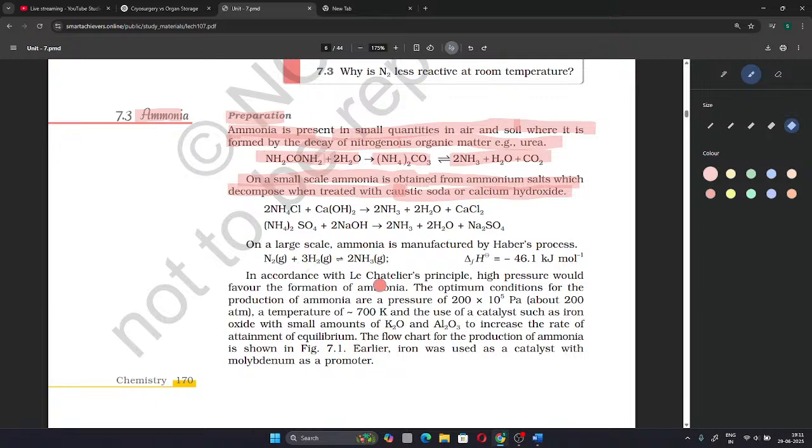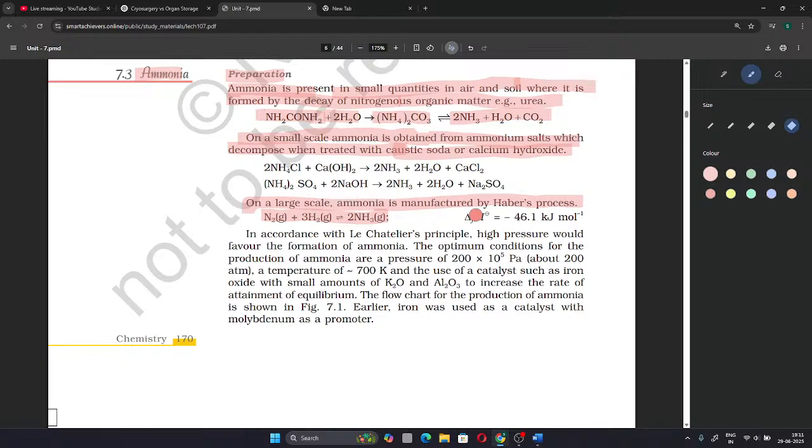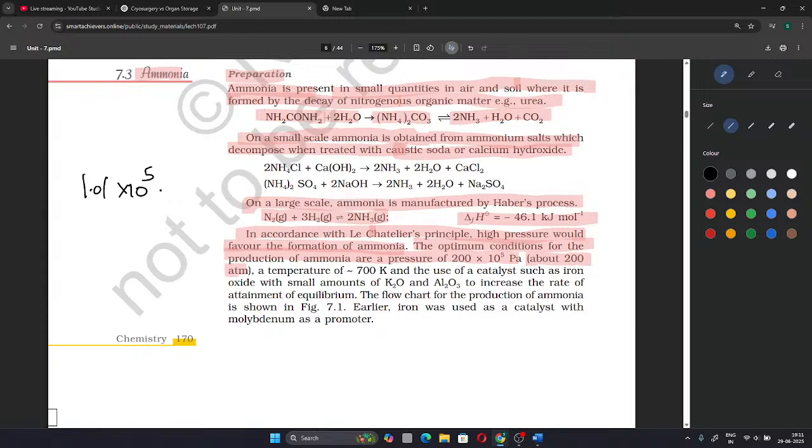On a large scale, ammonia is manufactured through Haber's process. It is N2 plus 3H2 gives 2NH3. The formation enthalpy is minus 46.1 kilojoule. In accordance with Le Chatelier's principle, high pressure would favor the formation of ammonia. The optimum conditions for the production of ammonia are a pressure of 200 into 10 power 5 or 2 into 10 power 7 Pascal, about 200 atm, because 1 atm is around 1.01 into 10 power 5 Pascal.